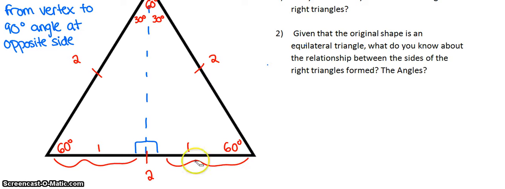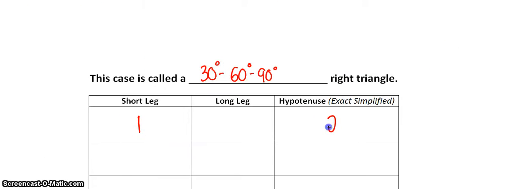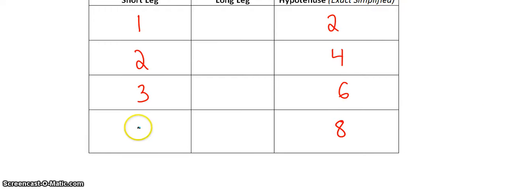Okay, so in order to find the relationship between the sides, I first know that the short leg is half the size of the hypotenuse. Okay, so if the short leg is 1, the hypotenuse is 2. If the short leg was 2, the hypotenuse would be 4. If the hypotenuse was 6, the short leg would be 3. You get the idea. I'll do one more maybe just to fill in our chart.